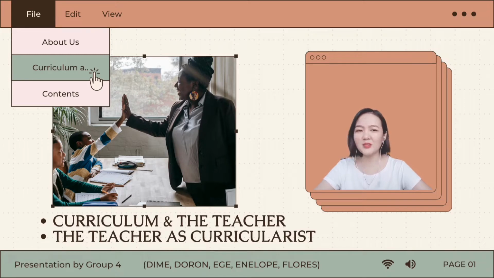Now before we proceed to the very meat of the topic, let me ask you a question. How many types of curriculum are you familiar with? Are you even aware that there are different types of the curriculum? Well, these are some of the types of the curriculum.